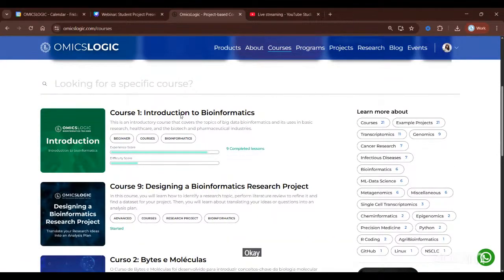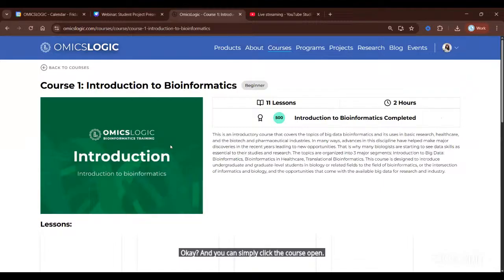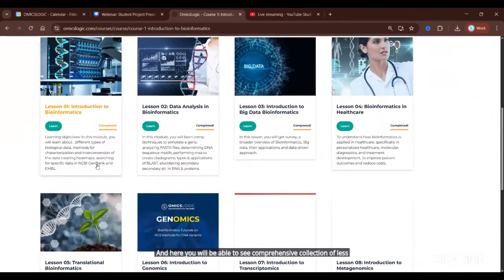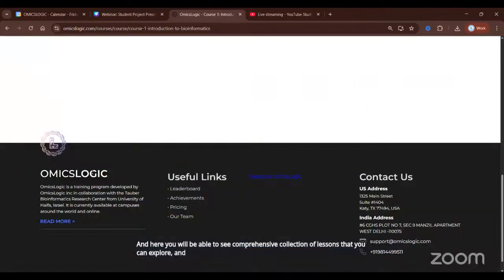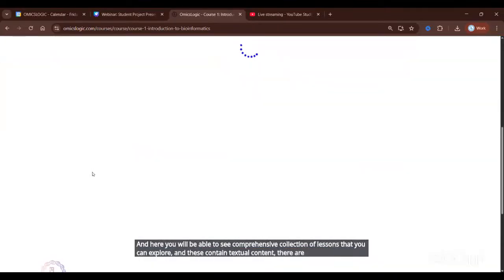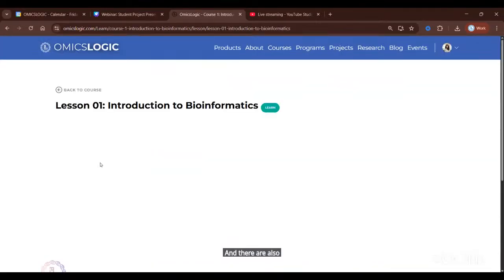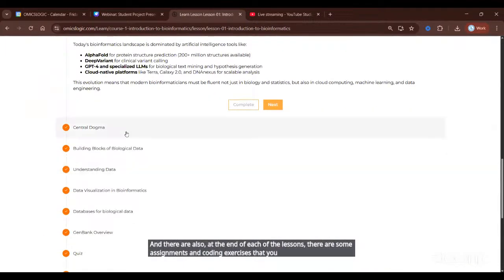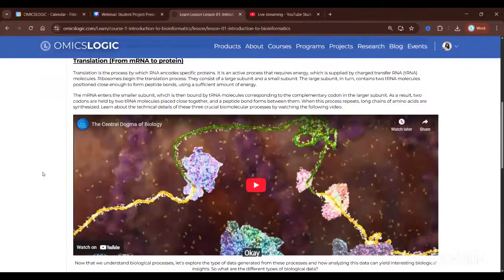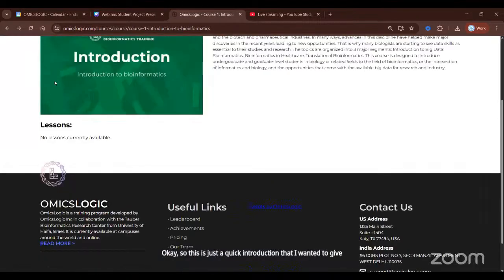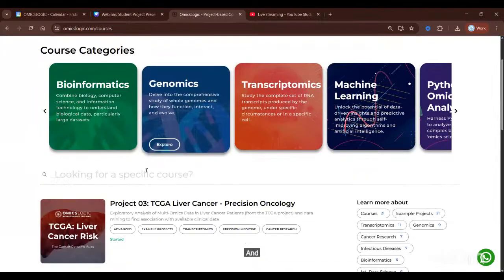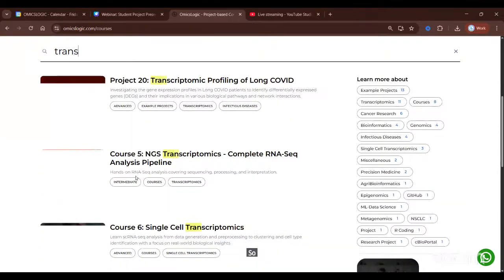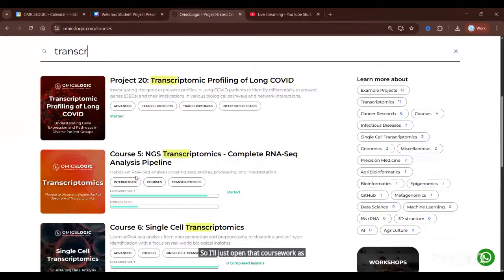Okay, and you can simply click the course open, and here you will be able to see a comprehensive collection of lessons that you can explore. And these contain textual content, there are infographics, visuals, and there are also at the end of each of the lessons, there are some assignments and coding exercises that you can check out as well. Okay, so this is just a quick introduction that I wanted to give you. And whenever, for example, transcriptomics is one of the most popular amongst the students, so I'll just open that coursework as well in case you're interested to explore.